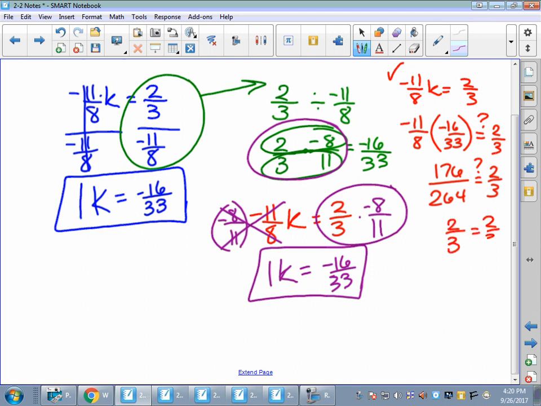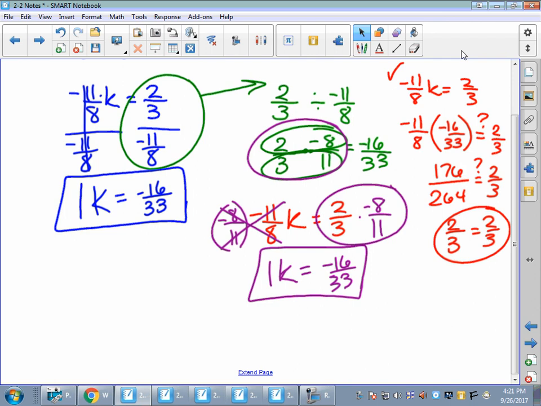2/3 is equal to 2/3. Now, I can show you tomorrow how to reduce it on your calculator, but really what you're figuring out is that 88 goes into both of those numbers. So I divided 176 by 88 and got 2, and I divided 264 by 88 and I got 3. But there's an easier way on your calculator.